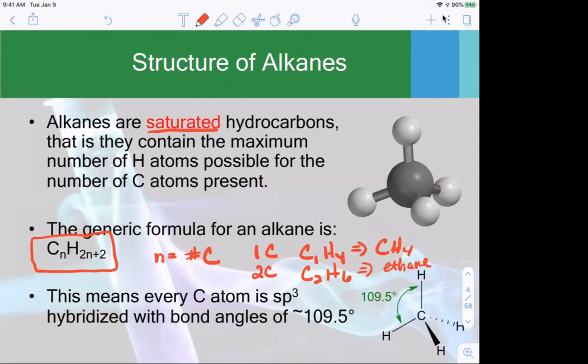The fact that all of these carbons are saturated means that in an alkane, every carbon atom is sp3 hybridized, which means the geometry around those carbon atoms is tetrahedral, and my bond angles are approximately 109.5.